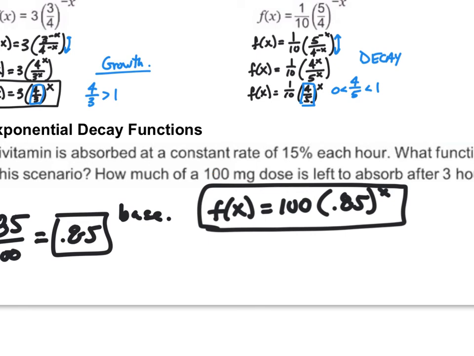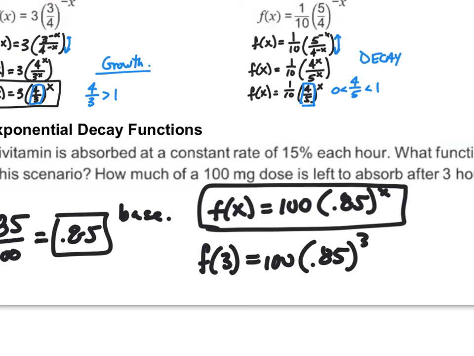Your body absorbs 15% of it each hour, but that's what you take away, all right? So you have to think about what you're left with, all right? Okay, so let's plug in 3 into this. f of 3 is equal to 100 times 0.85 cubed, all right?